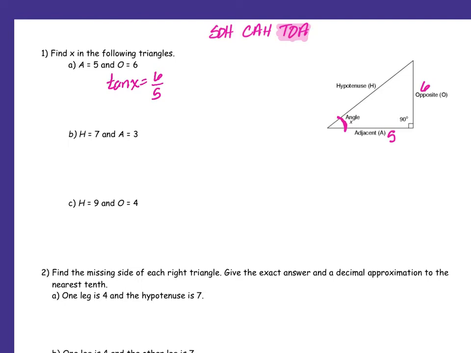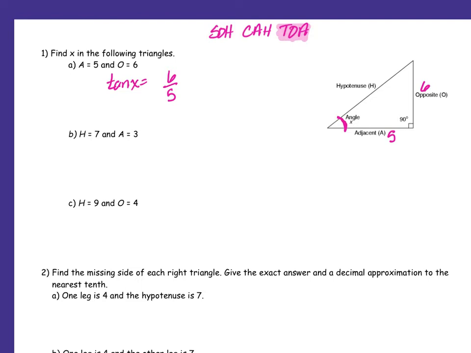Okay, so the question is, how do I get rid of tangent? Does anybody remember from last year? I'm just going to rewrite this a little further away, sorry. 6 over 5. Does anyone from last year remember how to undo tangent?